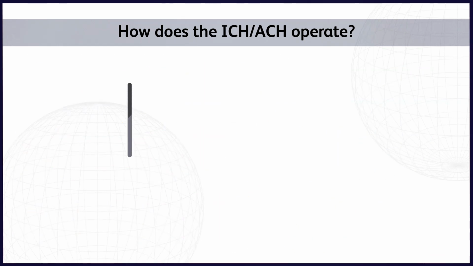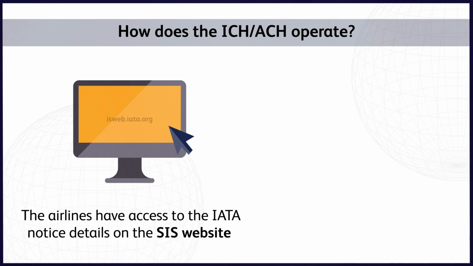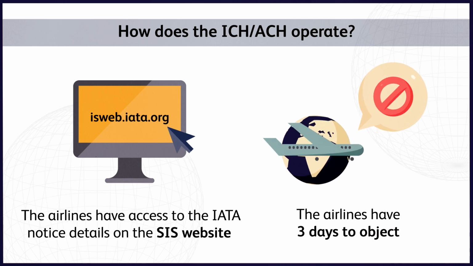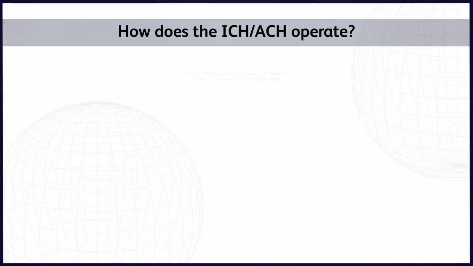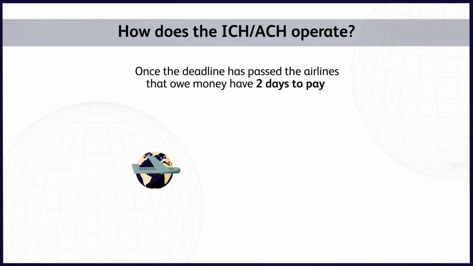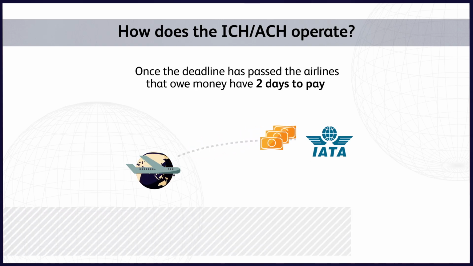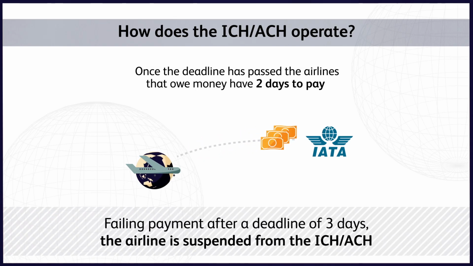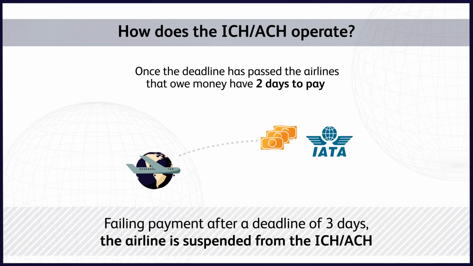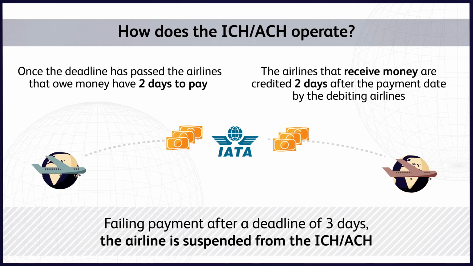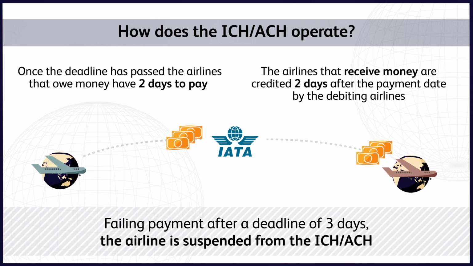The airlines have access to the IATA notice details on the IS website. The airlines have 3 days to object. Once the deadline is passed, the airline that owes money has 2 days to pay. Failing payment after 3 days following the deadline, the airline is suspended from the ICH/ACH. The airlines that receive money are credited 2 days after the payment date by the debiting airlines.